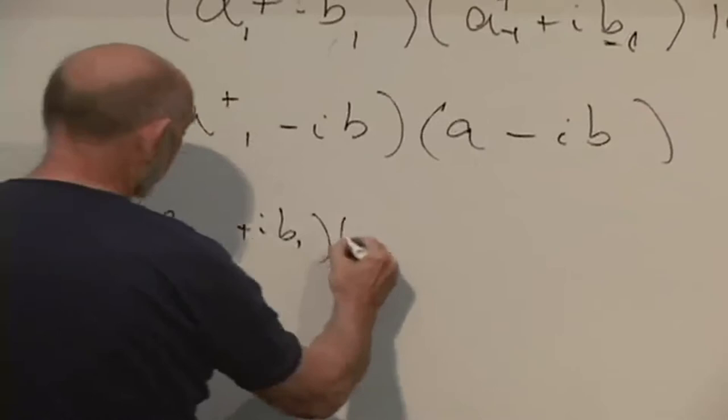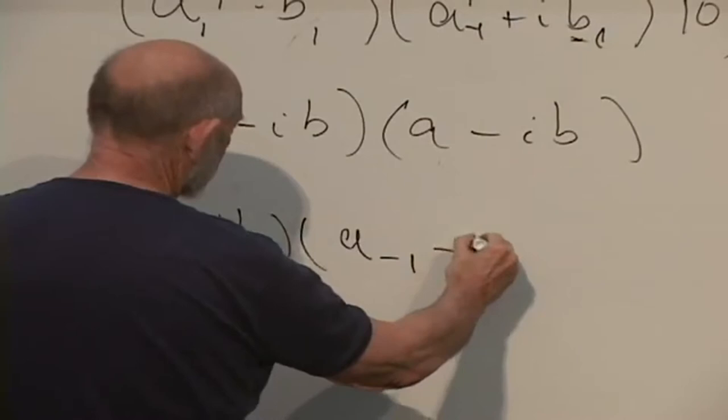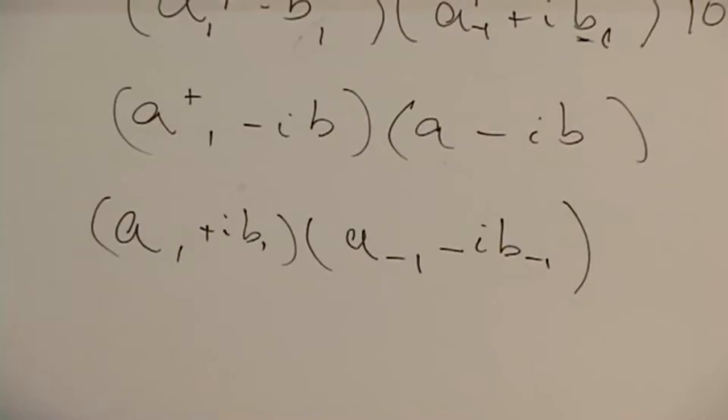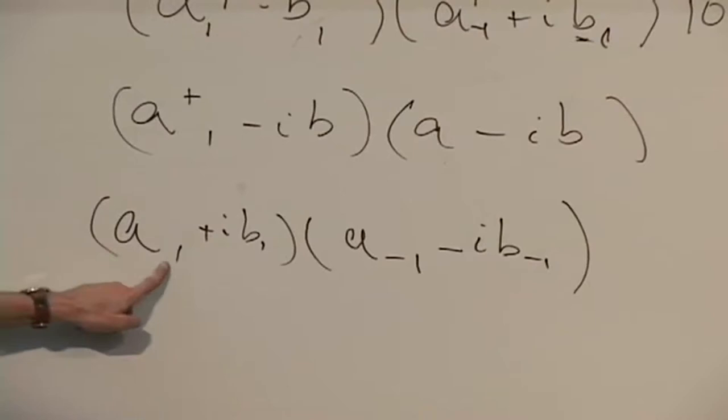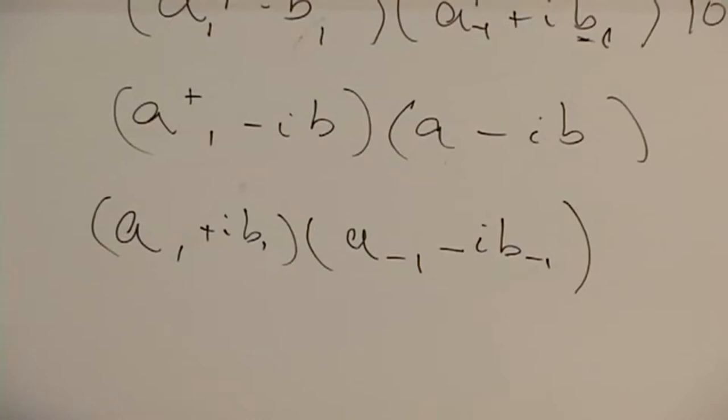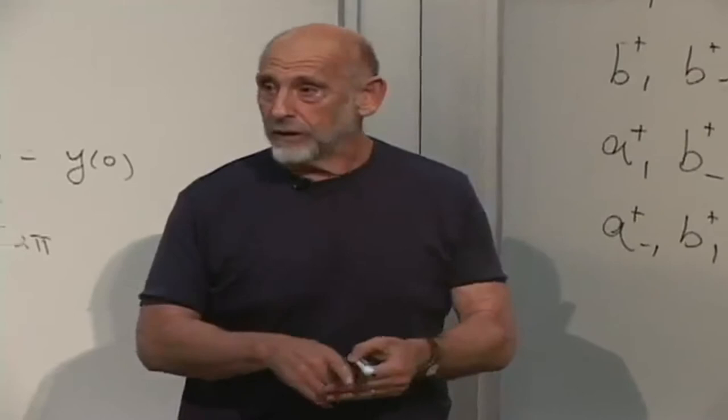A minus 1 minus iB minus 1. This is A plus iB times A minus iB, left moving, right moving. How many units of angular momentum does this make? This is like superposing a right circularly polarized photon with a left circularly polarized photon. Two photons. Zero. So this has angular momentum zero.